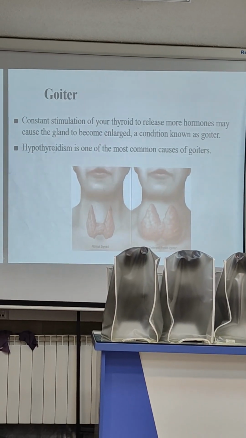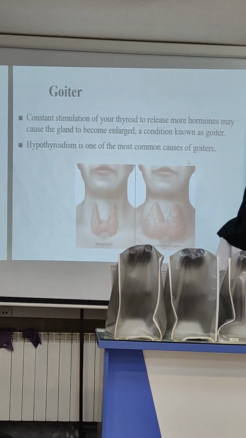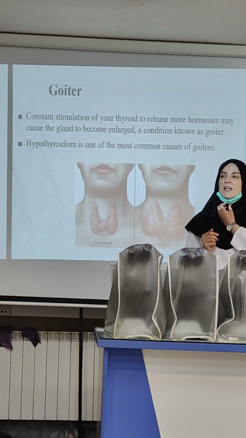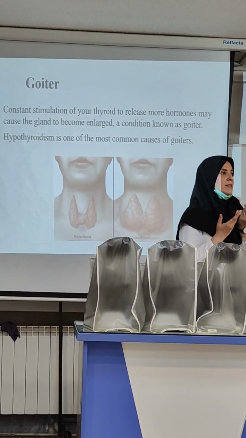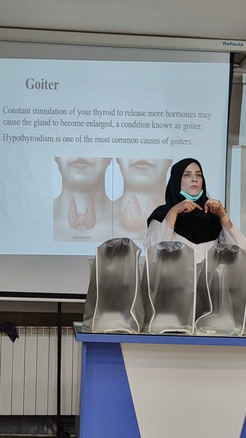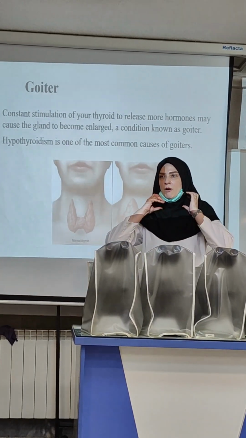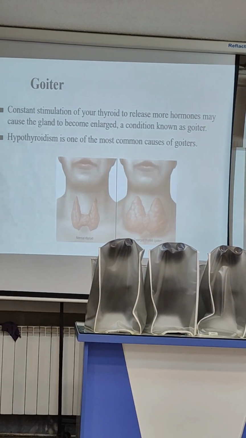Hypothyroidism is one of the most common causes of goiter. This is the goiter. As I mentioned, normally it is not visible in a normal patient. But in a goiter, because our body cannot produce the hormone, our brain sends some signal and some hormone to stimulate, and as a result of this stimulation, the size becomes larger. So this is known as a goiter.